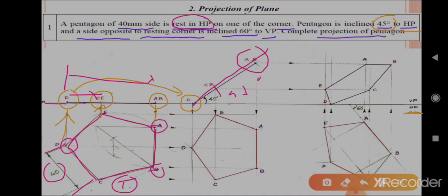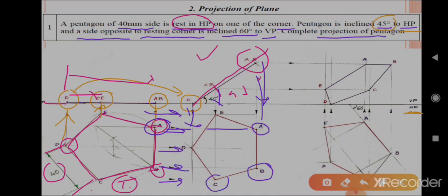After completing the inclined position, then draw the vertical lines and take the horizontal projection from the top view. By using cross matching, that is the point A, we get the point A here from the top. Similarly point B, point C, point D and point E. Connect all these points with straight lines, we get the view.